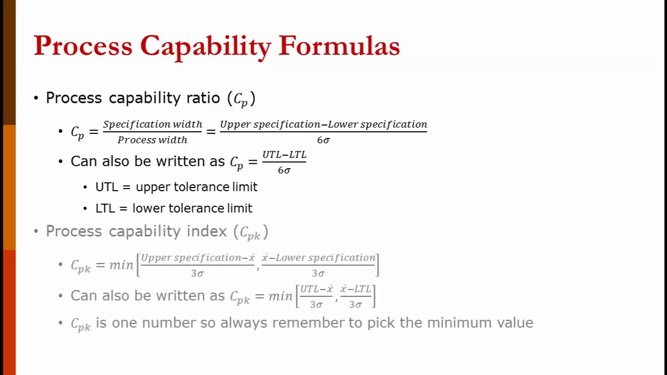For the process capability index, you compute two numbers. Now, a lot of students, when they're working this problem, compute those two numbers and then think that's the end of it. That's not the case. Once you compute the two numbers, you take the smaller of the two. One number is the upper tolerance limit minus the mean divided by 3 sigma. The other is the mean minus the lower tolerance limit divided by 3 sigma. And again, you take the smaller of the two.